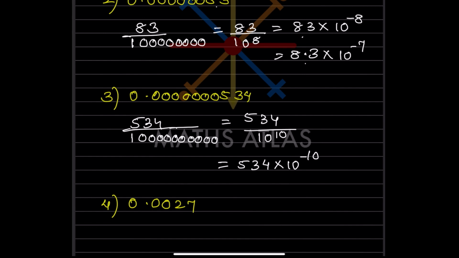But now again, this number 534 is a bigger number. So we have to take m less than 10. So we can write 5.34. See here, if I'm taking a point, after that there are two numbers. So that is going to be plus 2, 10 raised to 2. So my 10 raised to minus 10 plus 2 will be 10 raised to minus 8. So this is the answer.